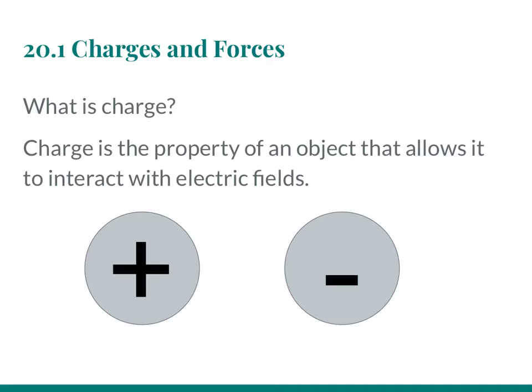So the way that we interact with gravity, a gravitational field, for example, the gravitational field of the Earth, is that we have mass. We feel gravity because we have mass.